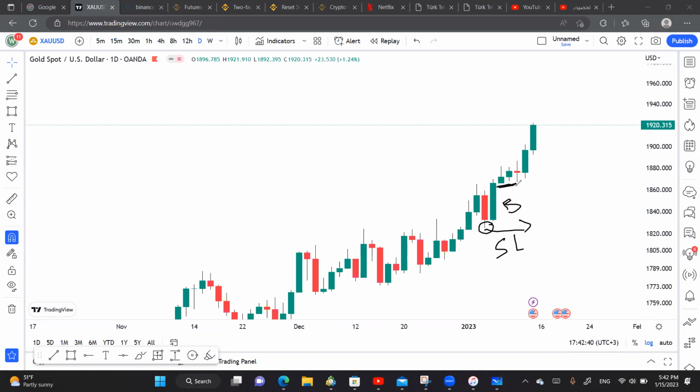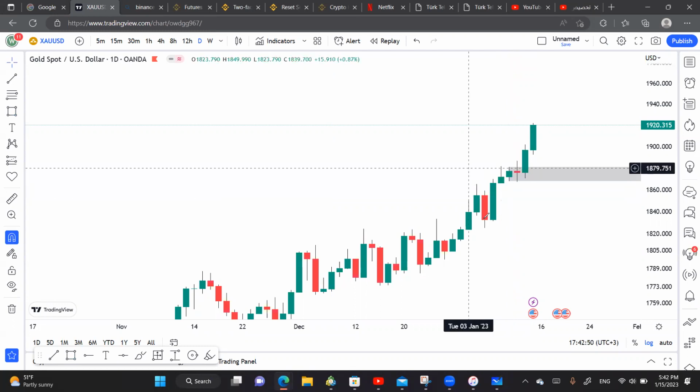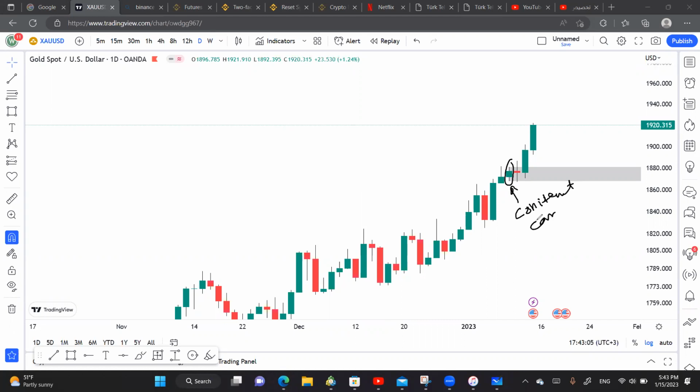Now, how do you determine this consolidation? These consolidations are determined when this candle closed inside the range of the previous. Now, this candle is an inside candle, which is contained, right? Containment candle.